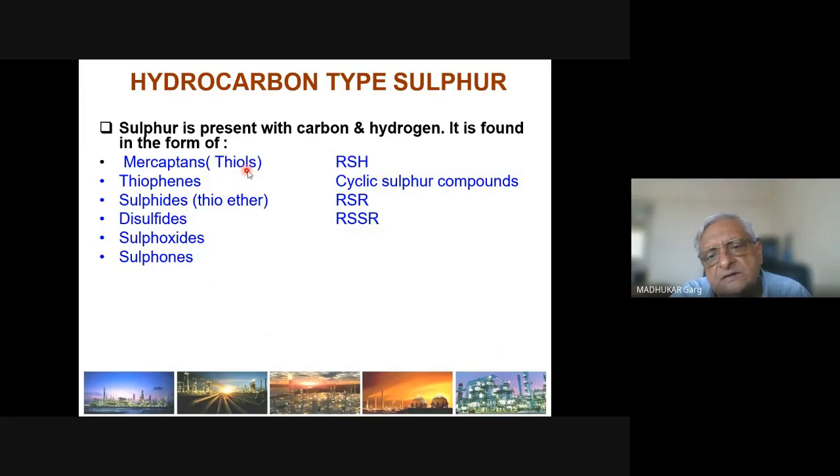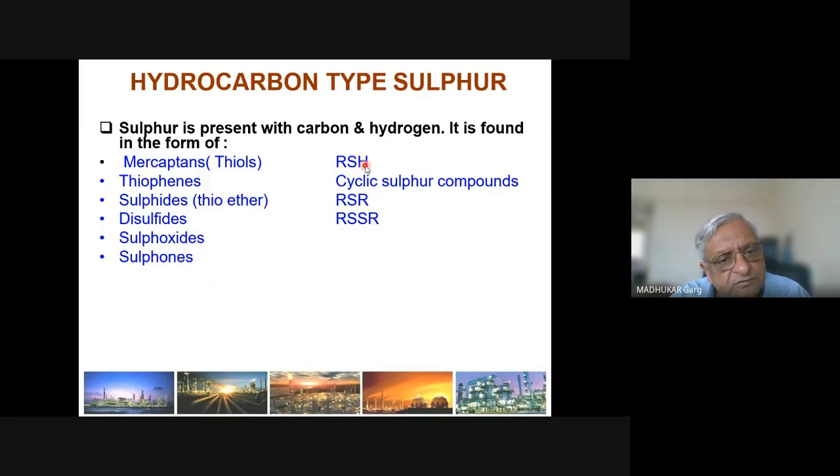Here R stands for the alkyl group. So this could be methyl, ethyl, or propyl. Generally, the mercaptan that we use in LPG is ethyl mercaptan. We dope something like 5 to 10 ppm of mercaptans in LPG in order to create that smell, so that if you have not lighted the burner, you know that LPG is coming out.